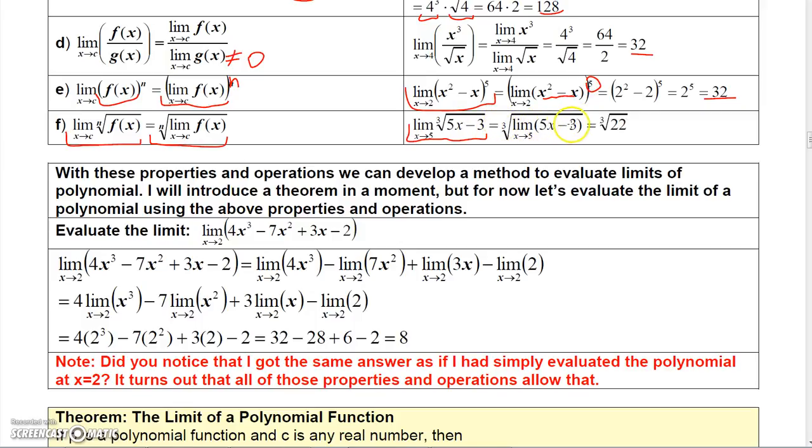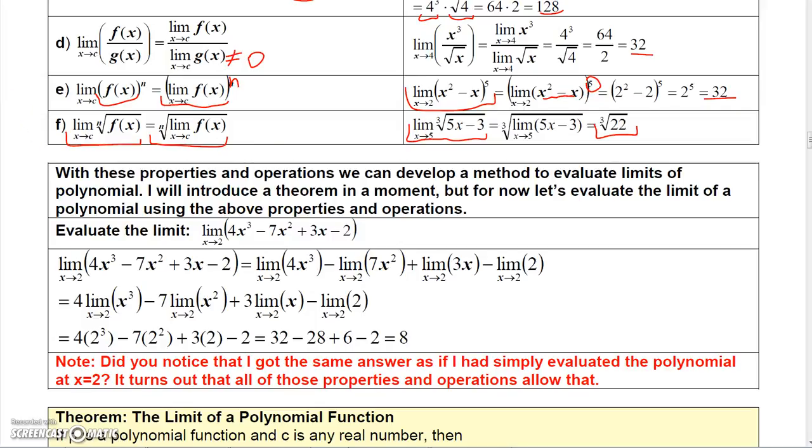So the limit of 5x minus 3 as x approaches 5, well, the limit of 5x, you can write this out a long way if you want, but that's just going to be 5 times 5 minus 3, which is 22. So the limit on the inside equals 22, and then you take the cube root of it. So the result is the cube root of 22. And so that's basically the properties of limits.